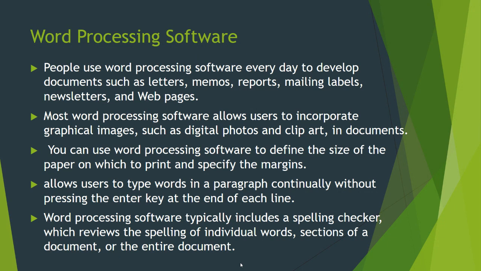So basically, word processing software is a Word document in which we can write letters, memos, reports, and mailing labels, and also insert images and clip art. We can define the size of the paper, specify the print margins, and it allows the user to type words in paragraphs or as points. And in this there is a spelling checker. This is the main point of word processing software.